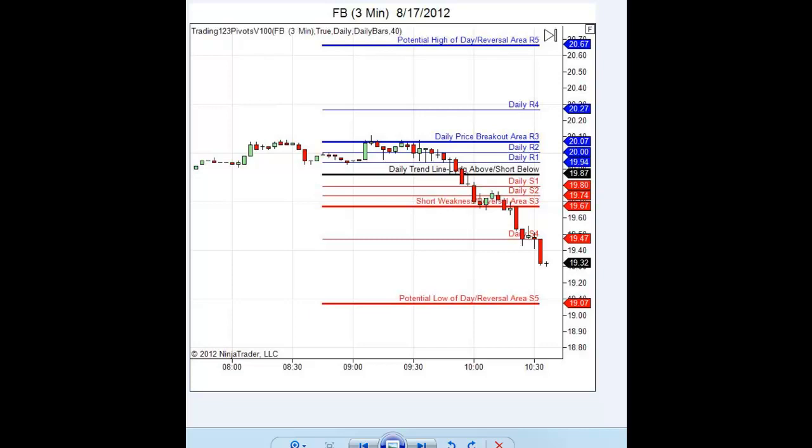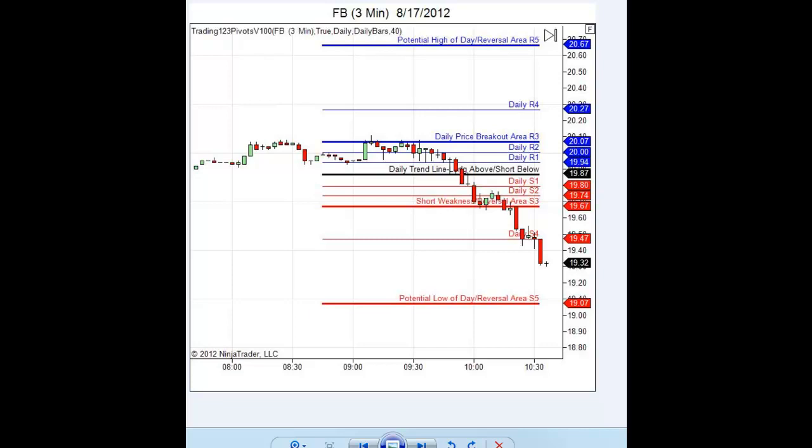So here we have the Trading123 Pivots on the NinjaTrader platform. As you see, there are levels identified. R3 through R5 are breakout areas labeled right there on the chart. It tells you when the price is going to break out. A daily trend line: long above, short below. That is pretty much etched in stone. Once the price breaks above it, you stay long. Below it, you stay short.